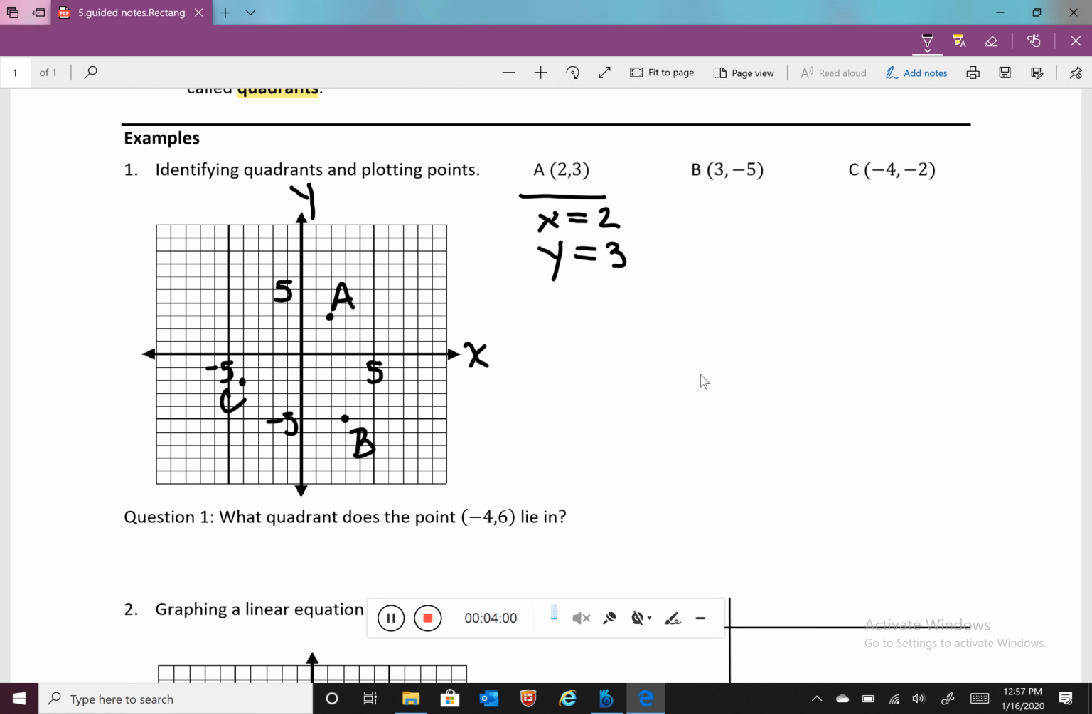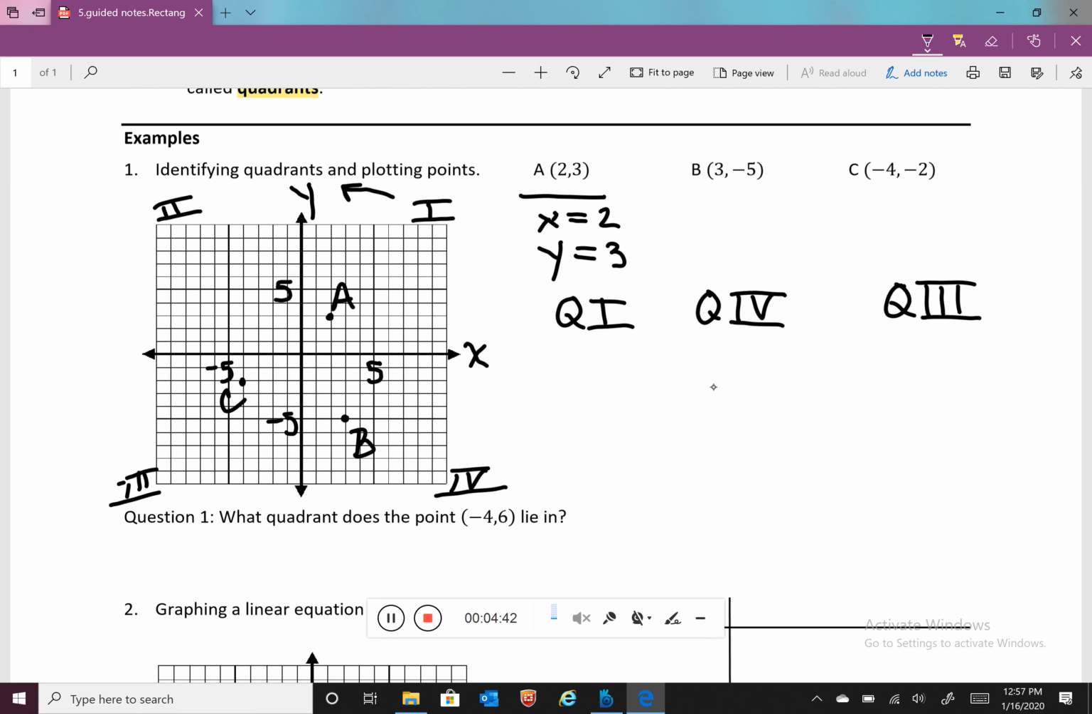So now we want to talk about the quadrants. Now there are 4 quadrants, and the first quadrant is in the upper right hand position, and we go counterclockwise. So quadrant 1, quadrant 2, quadrant 3, notice I'm using Roman numerals, and quadrant 4. So that means point A is in quadrant 1, point B down here is in quadrant 4, and point C is in quadrant 3.